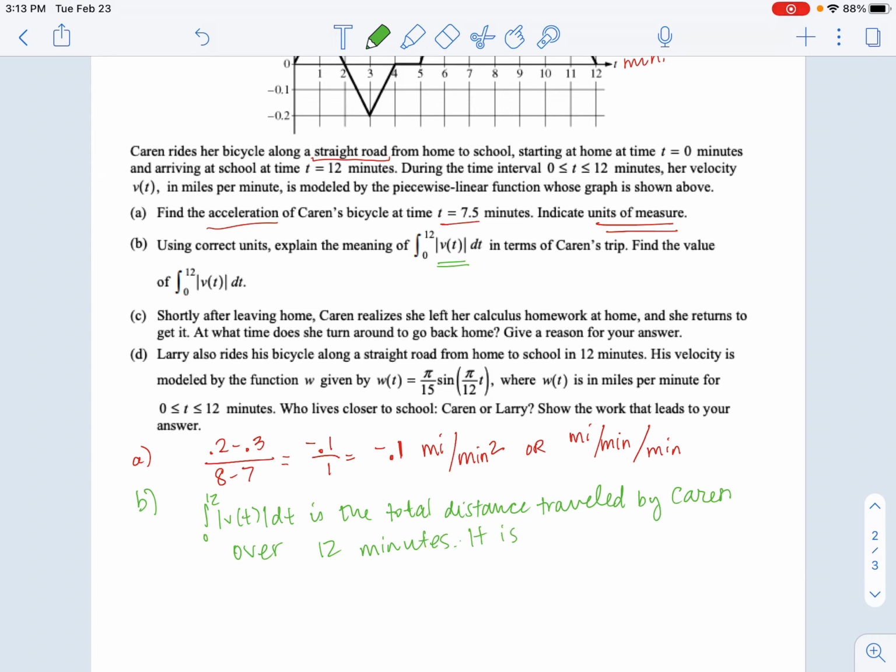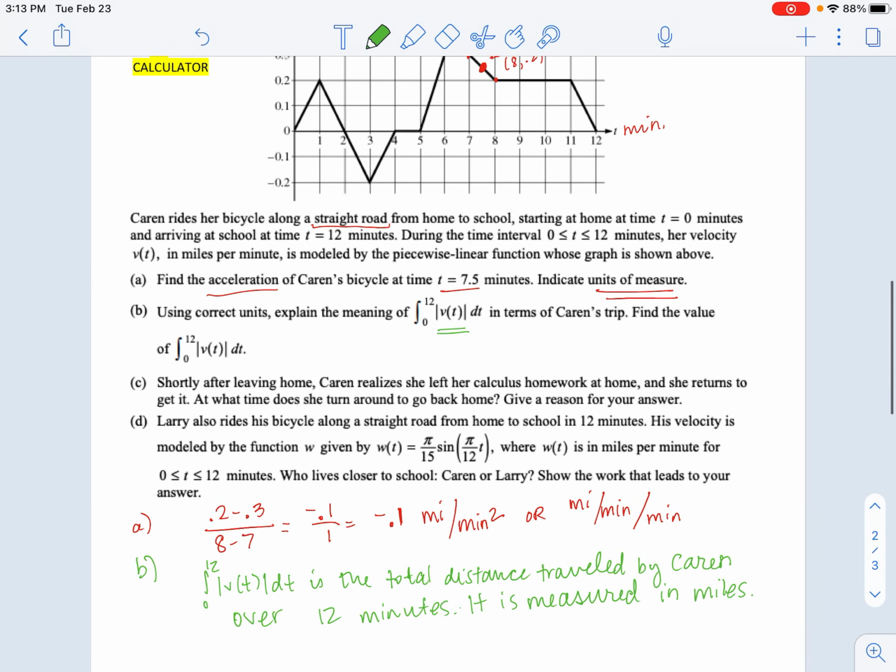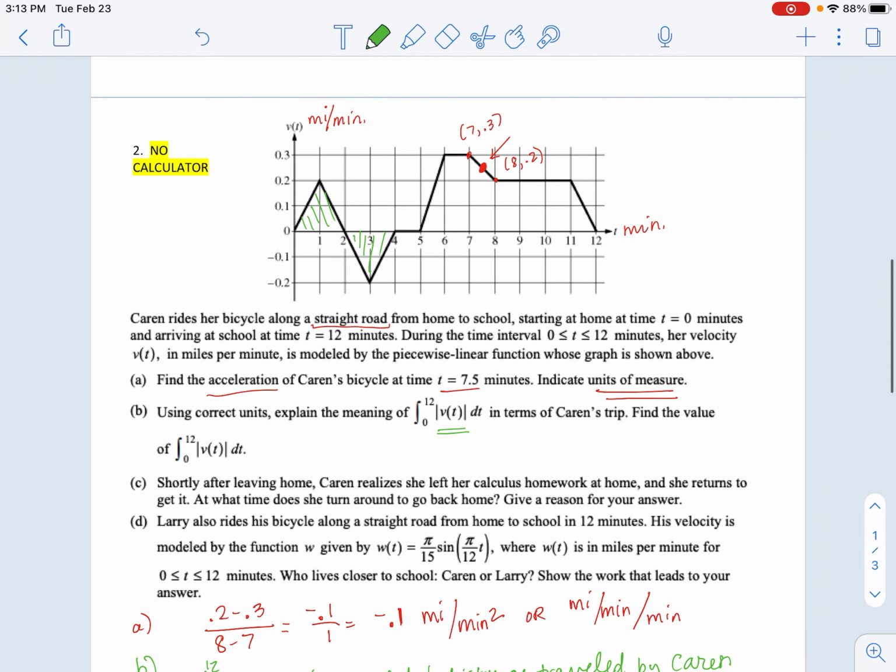It's important to say it is measured in miles because it says including units. Right, and then to calculate that actual number, we're going to do greens, all this area underneath this curve. So, let's see. The two green triangles at the first part kind of cancel each other out, so I'm actually just going to count what I see left over. This is kind of an annoying portion to calculate here.